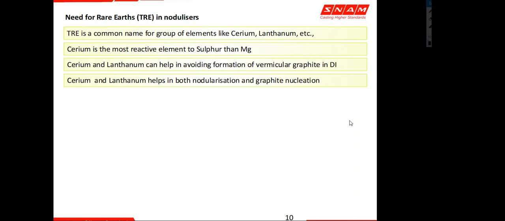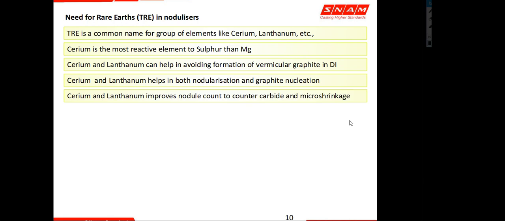Cerium and lanthanum have both nodularization and graphite nucleation potential, so they can also work as an inoculating element. So it is good to have cerium and lanthanum in your nodularizers. Cerium and lanthanum improve nodule count, because if the nucleation is better, it does improve your nodule count, which can counter defects like carbide formation or microshrinkage in the casting.